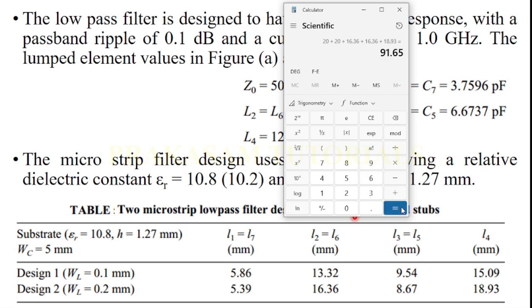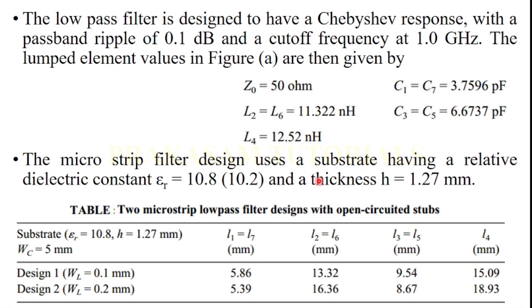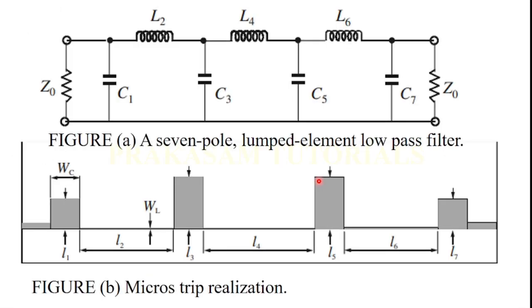So the total, adding all the elements of this structure, the length of the transmission line is 91.65. So I am considering the length of the substrate as 91.65 mm and the width of the substrate as 70 mm. So now open HFSS software.